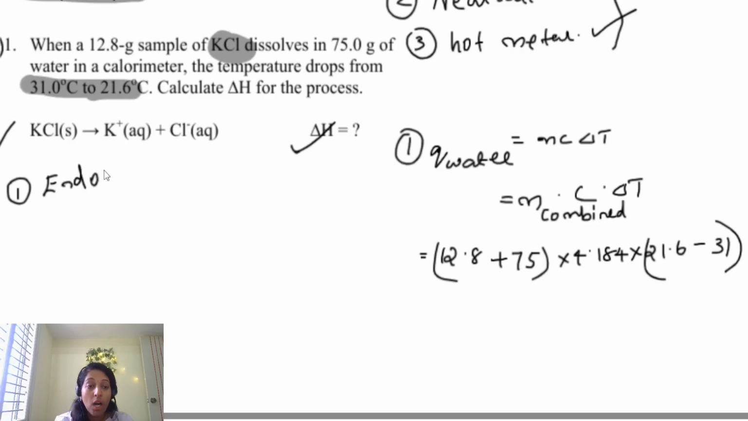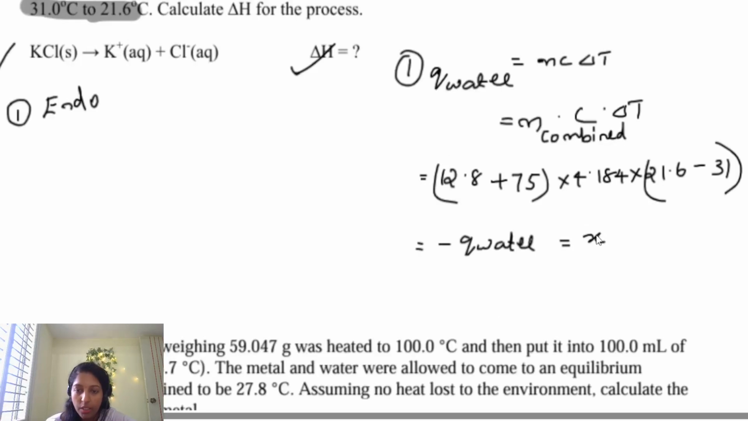Why? Because the surrounding temperature is lost, which means yes, the system took the energy. So it is an endothermic reaction. Okay. So definitely you got some negative Q water, right? Definitely it should be a negative quantity, whatever it is, it's just X.